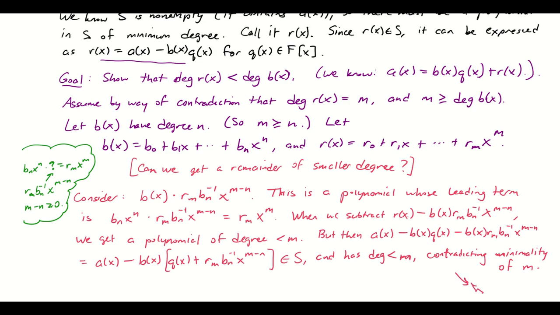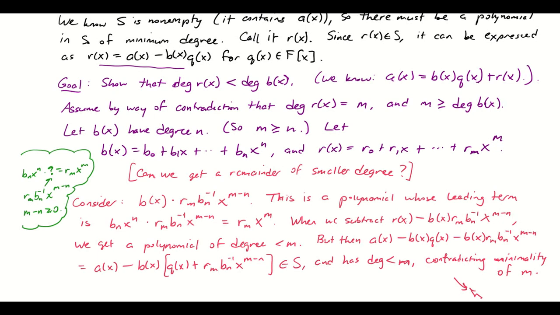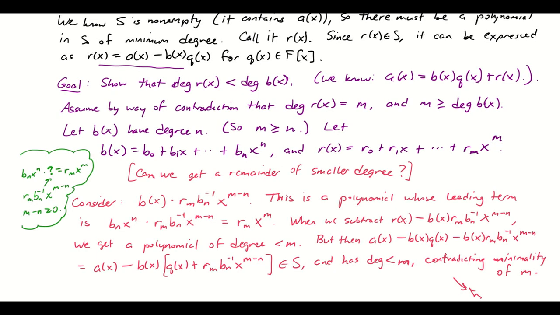And what is the assumption we were contradicting? We assumed by way of contradiction that the degree of r of x was m, and that minimal degree was greater than or equal to the degree of b of x. So our minimal degree remainder has to have degree less than the degree of b of x.